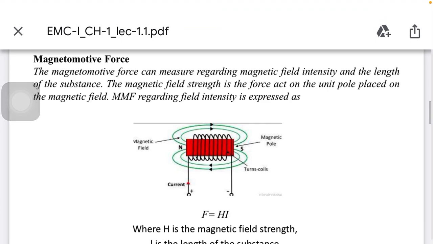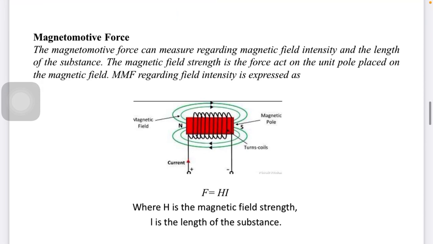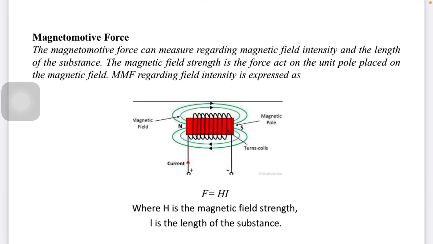Another method, the third method, is indicated by H into L. Magnetomotive force can be measured with regard to the magnetic field intensity H. Likewise, in the electric field we define B, the magnetic flux density. Similarly, in the case of a magnet we define H, which is called the magnetic field intensity or strength, right? L is the length of the substance. It's not I, it's L actually, so F is H into L, right?